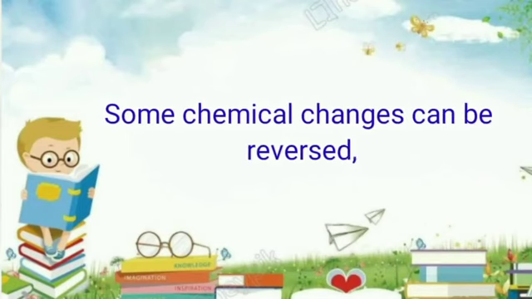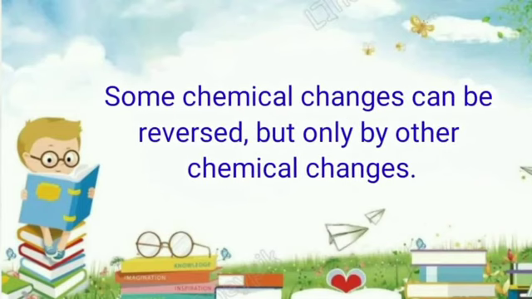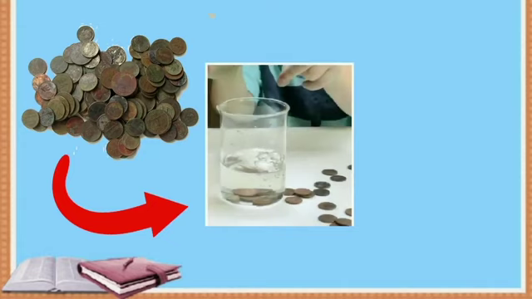Some chemical changes can be reversed, but only by other chemical changes. For example, to undo the stain on the coins, you can place them in vinegar. The acid in the vinegar reacts with the stain. This is a chemical change that makes the coins bright and shiny again.